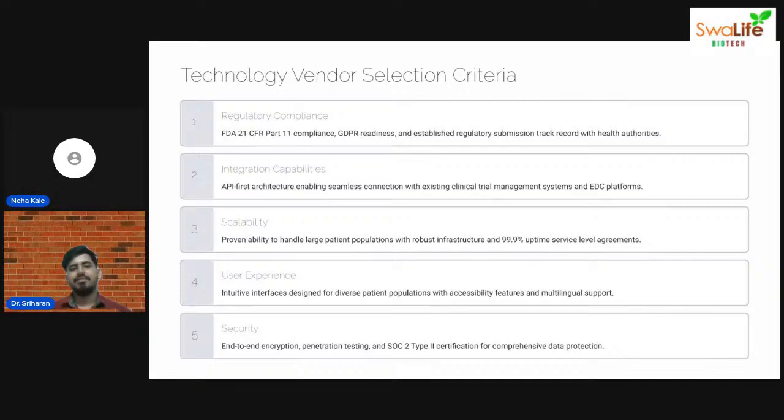You also want to check scalability: whether their app or wearable device has been used in a large population. A DCT trial is not in a small population of 100 or 200. It should be in a very large population, 40,000, sometimes 1 lakh itself. So we are doing it on a large scale. At that point, scalability is very important, and so is user experience.